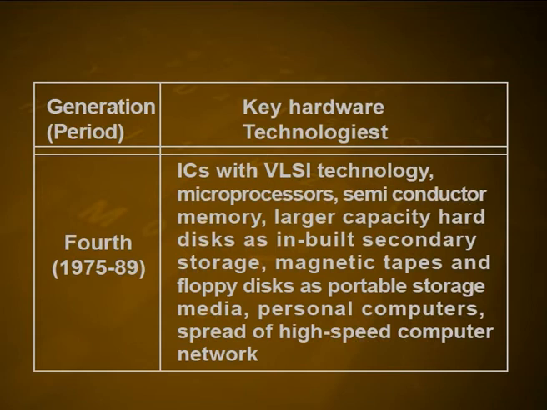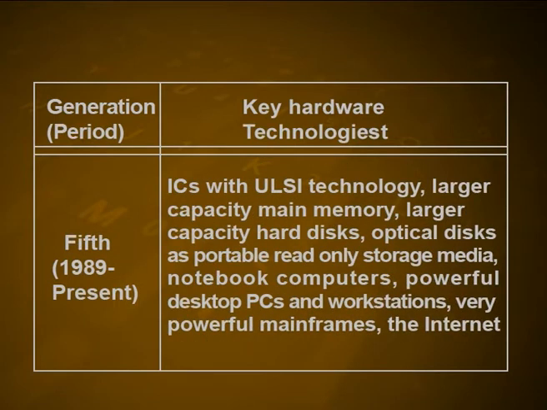Fourth, 1975 to 89: ICs with VLSI technology, microprocessors, semiconductor memory, larger capacity hard disk as inbuilt secondary storage, magnetic tapes and floppy disk as portable storage media, personal computers, spread of high-speed computer networks. Fifth, from 1989 to present: ICs with VLSI technology, larger capacity main memory, larger capacity hard disk, optical disk as portable read-only storage media, notebook computers, powerful desktop PCs and workstations, very powerful mainframes and the internet.